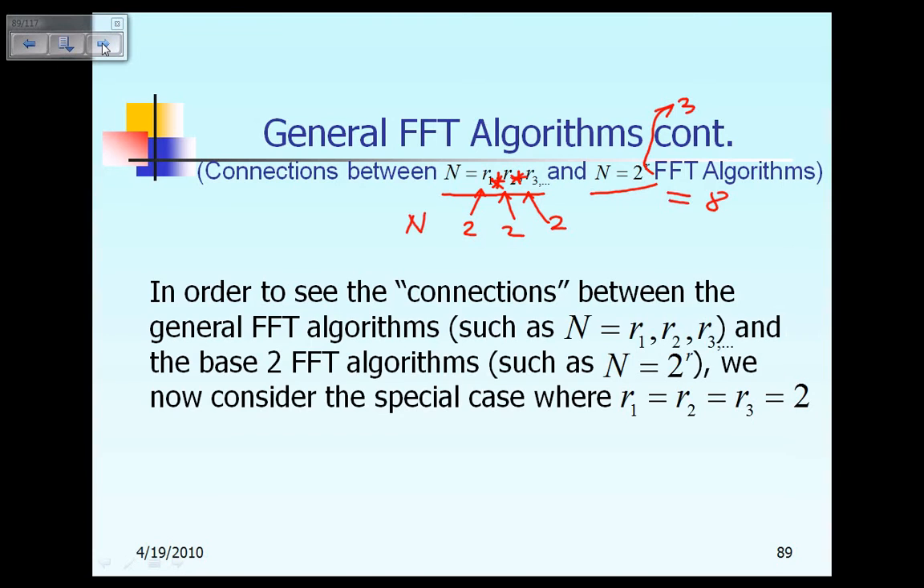Here, capital N is equal to 2 times 2 times 2, which is equal to 8. So what does that mean? It means that the formula or the procedure that we develop in this chapter, based on capital N being the product of 3 integers, should be identical to the formula that we developed earlier corresponding to n equal to 2 to the power r, assuming r1, r2, r3 each equal to 2, and assuming r is equal to 3.